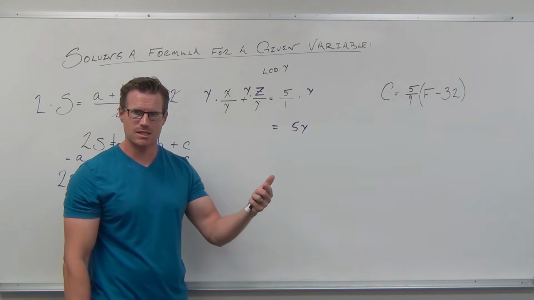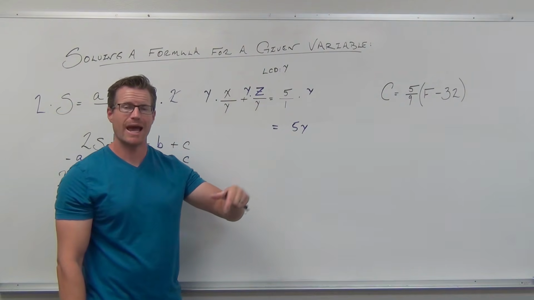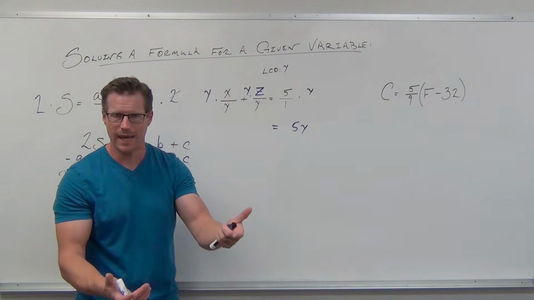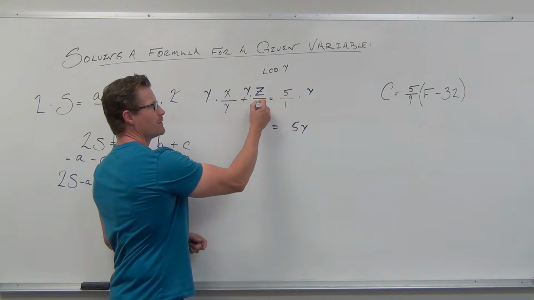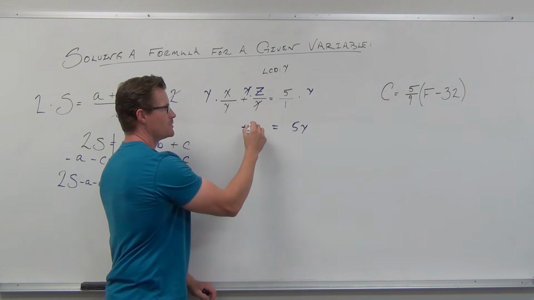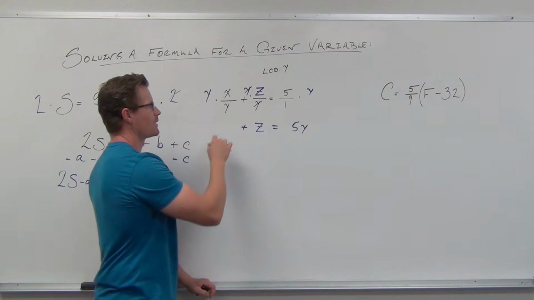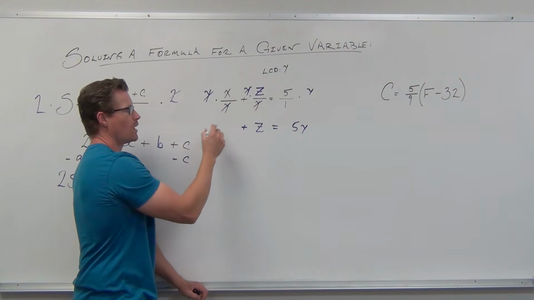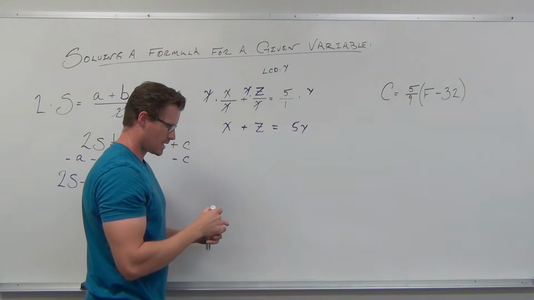When you multiply by the LCD, every denominator has to go away, has to become 1 actually. So y divided by y gives you 1. 1 times z, you're left with just z. y divided by y gives you 1. 1 times x, you're left with just x.